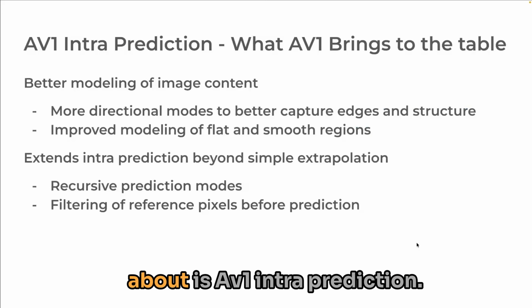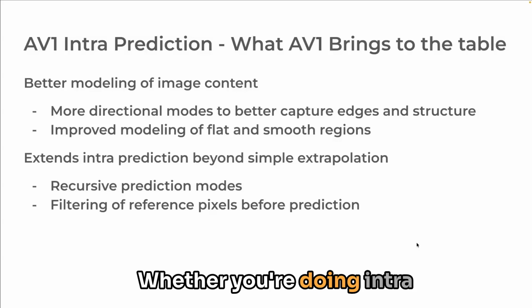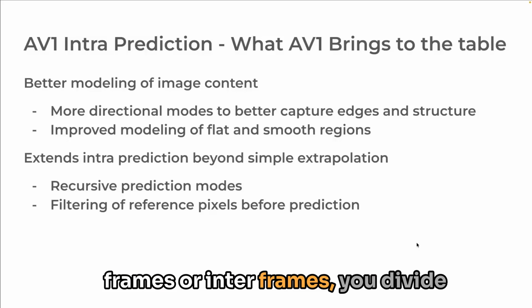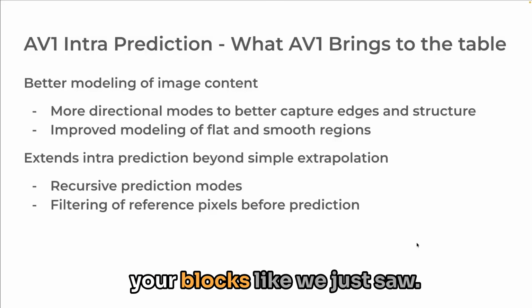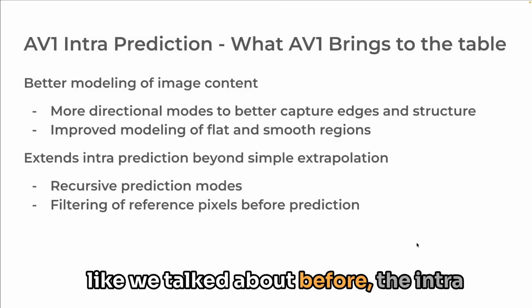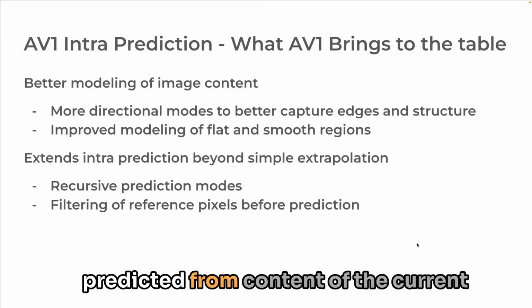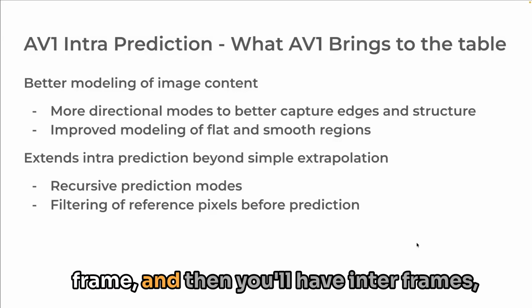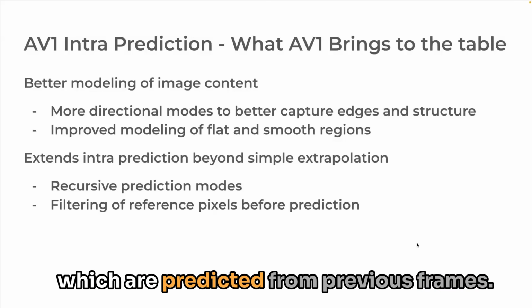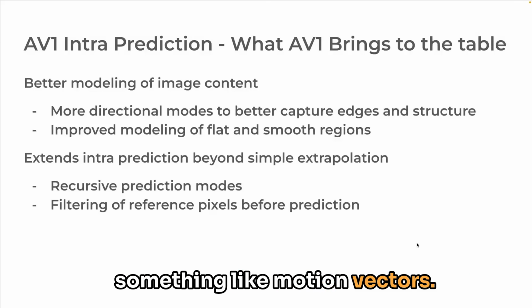Now what we're going to talk about is AV1 Intra Prediction. The block partitioning I described earlier worked over all the frames. Whether you're doing intra frames or interframes, you divide your blocks like we just saw. Now, there's going to be 2 types of frames like we talked about before. The intra frames, which are frames that are only predicted from content of the current frame, and then you'll have interframes, which are predicted from previous frames, so where you would use something like motion vectors.